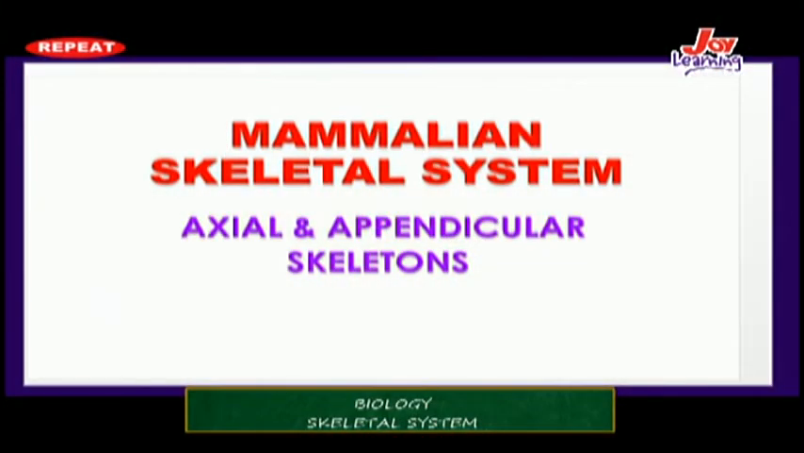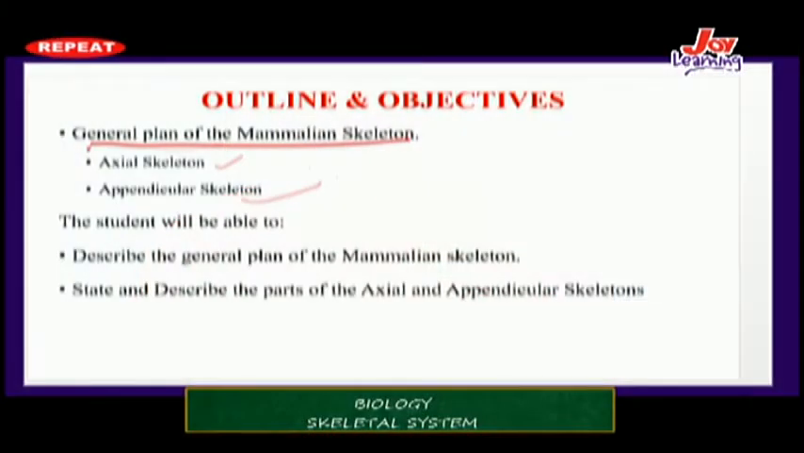And I want us to look at the two parts of the mammalian skeleton. We are talking about what we call the axial and the appendicular skeletons. So we are going to look at what the axial skeleton is, and then we shall look at what the appendicular skeleton is about. That will obviously be looking at the general plan of the mammalian skeleton. I expect that all of us will be able to describe the plan very well, and then you should be able to state the parts of the axial skeleton as well as the appendicular skeleton.